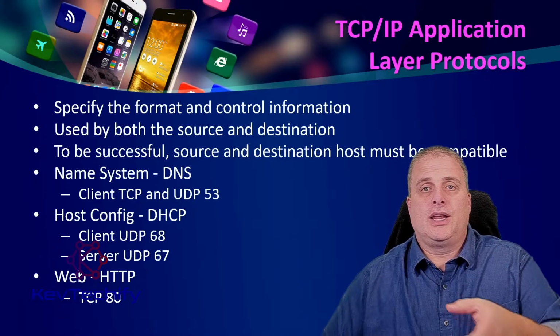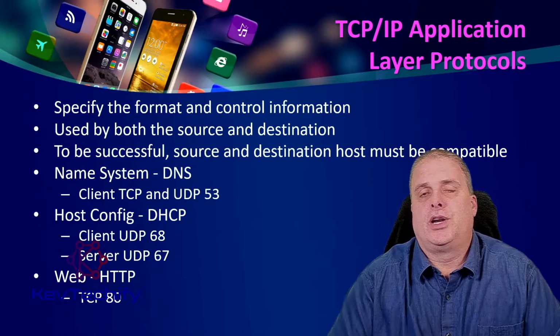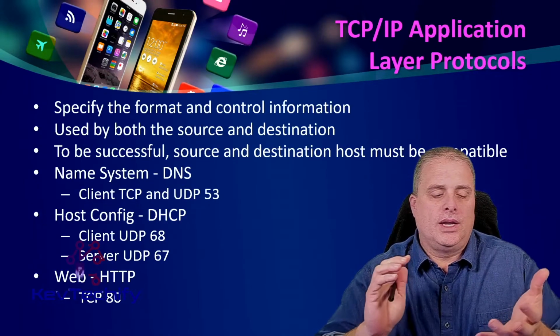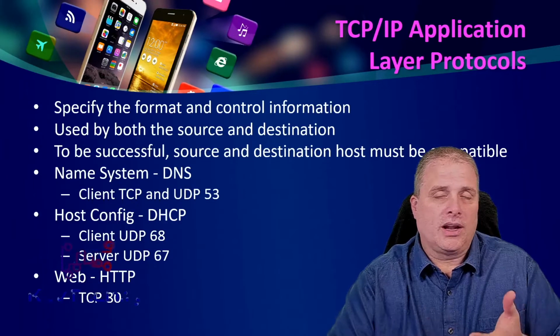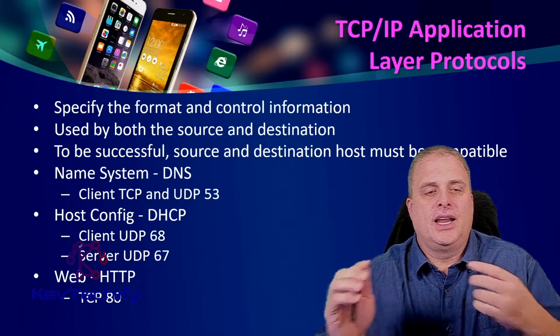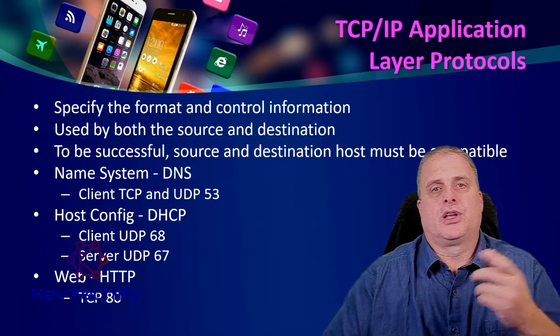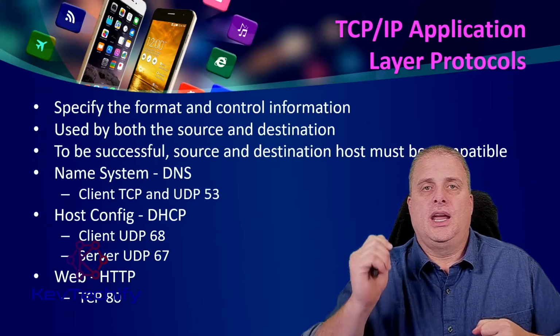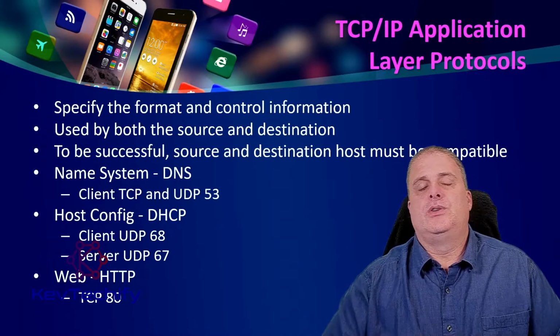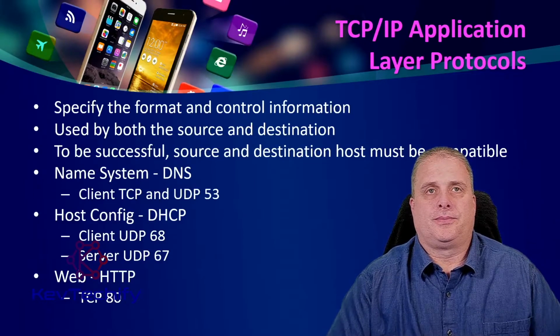Host configuration is done by the Dynamic Host Configuration Protocol, DHCP. We get IP addresses sent that way. We get other configuration information. And as you can see, they use two different ports. The client uses port 68 on UDP, and then the server uses UDP port 67.